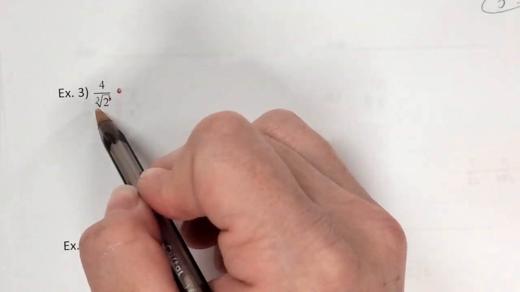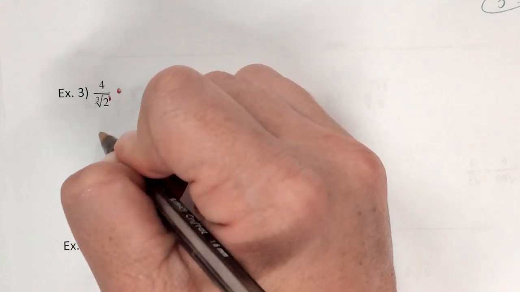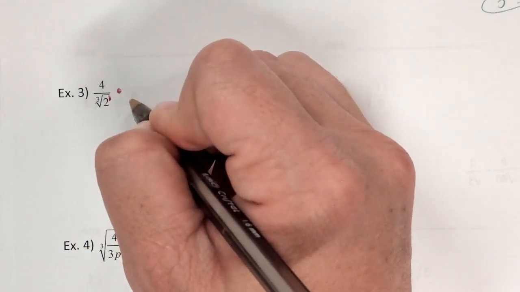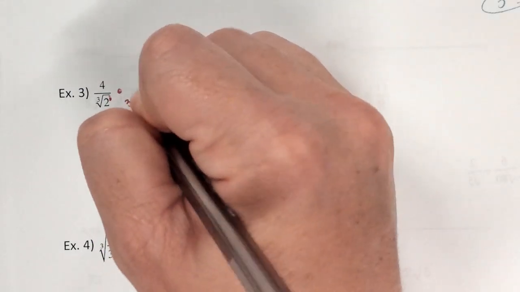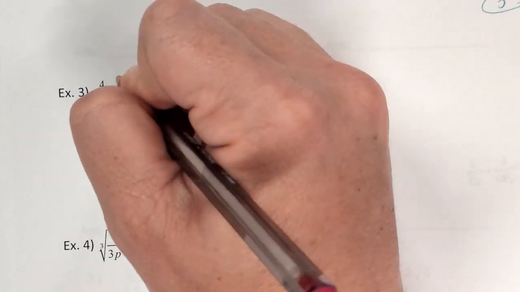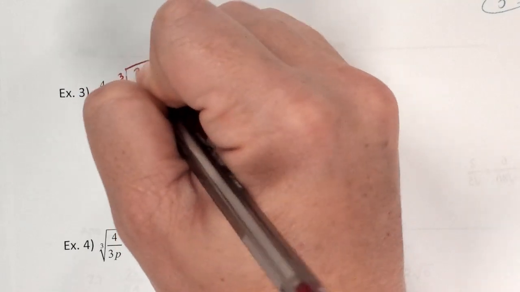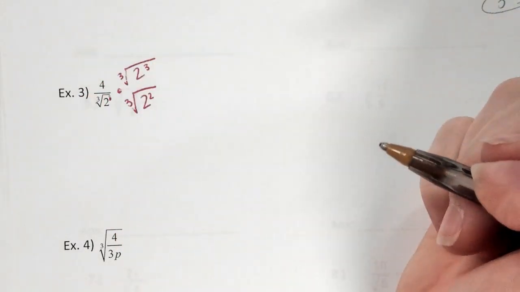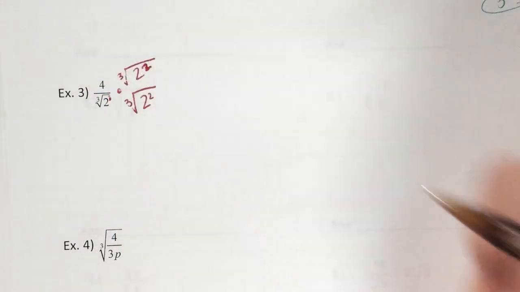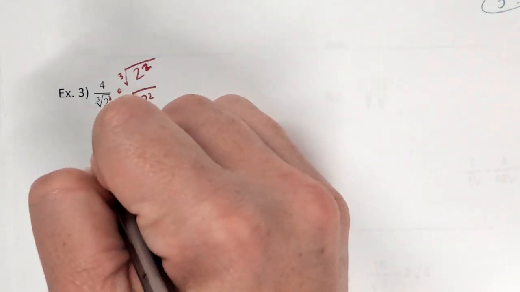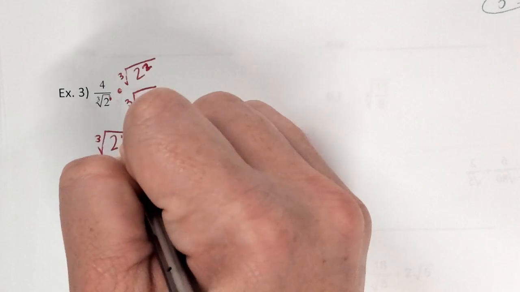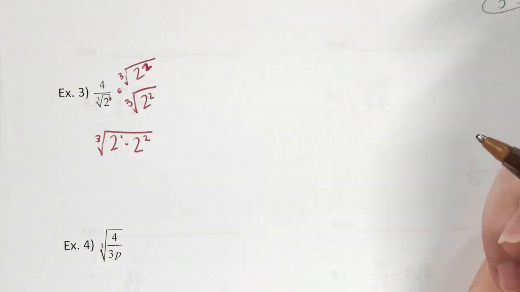I know I have a cube root, so I need a cube to cancel. So I need 2 more 2s, right? That will create 3 together. So I'm going to multiply by the cube root of 2 squared on top and bottom. Oops, squared, sorry. Because if I put these together, I have the cube root of 2 to the first power times 2 to the second power.